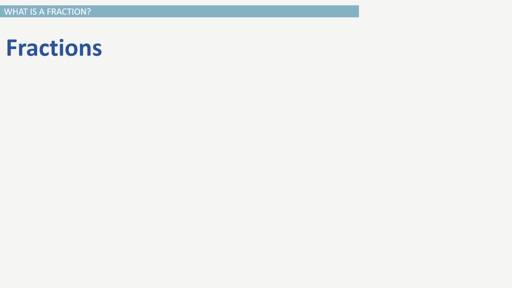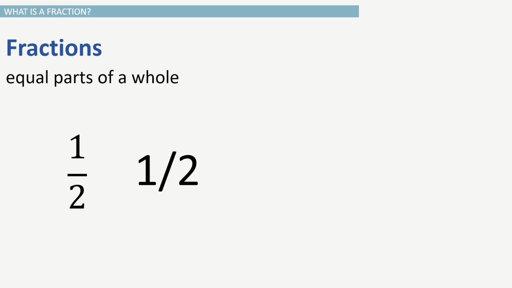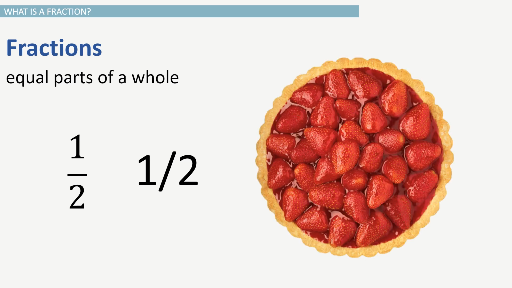So first of all, let's look at what the word fractions really means. Fractions means equal parts of a whole. It can be written this way, two numbers separated by a line, and is usually written top-bottom. But sometimes you do see the number being written sideways, 1/2. So let's use a strawberry pie to further elaborate what 1/2 means.